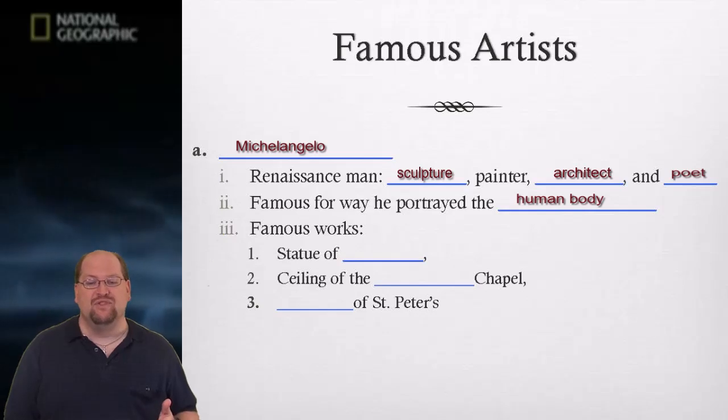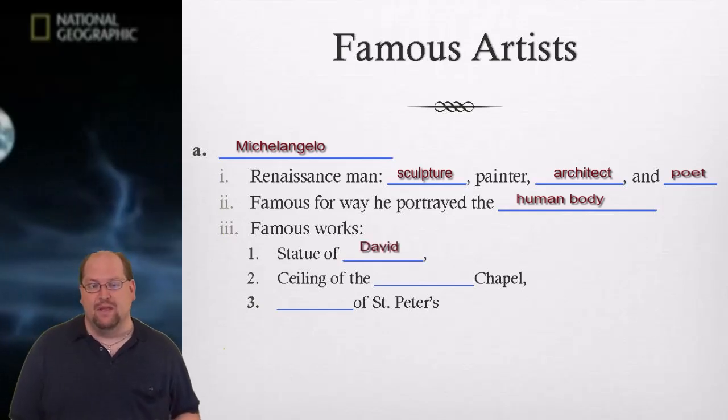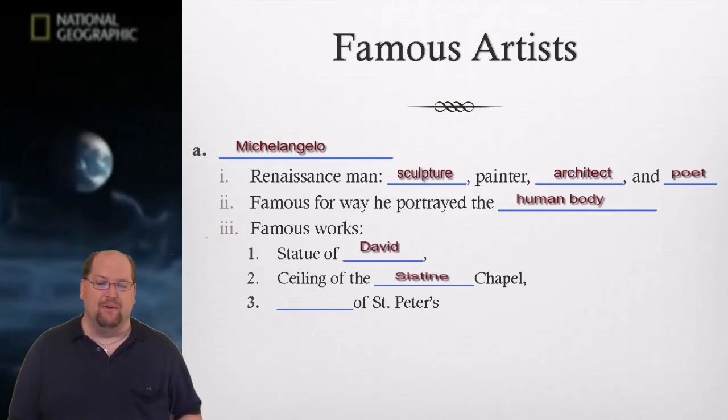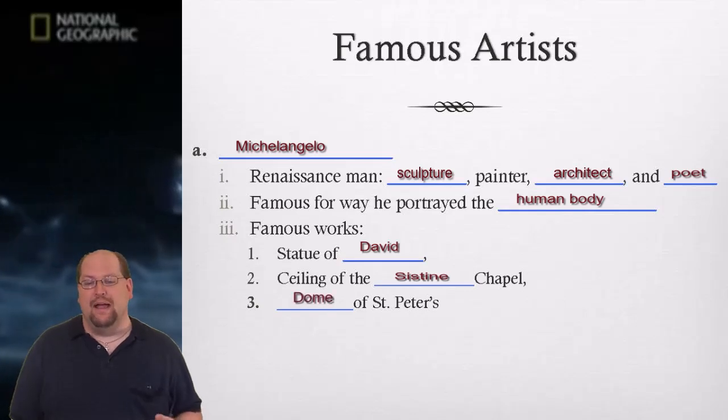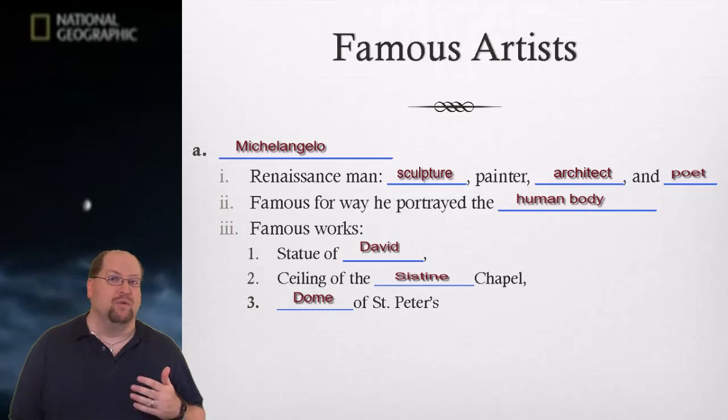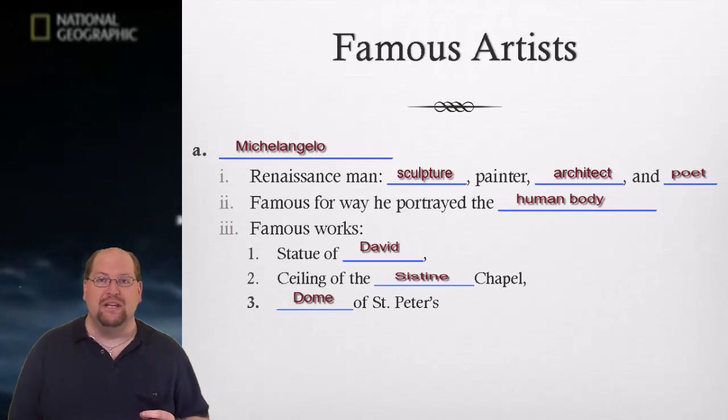Some of his more famous works are the statue of David, the ceiling of the Sistine Chapel, and the dome at St. Peter's Basilica, which is the church for the Holy Roman Catholic Church, which we've seen pictures of before.